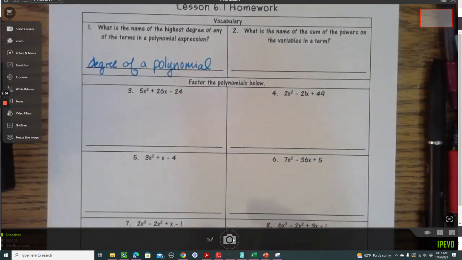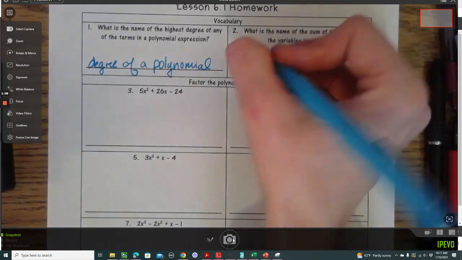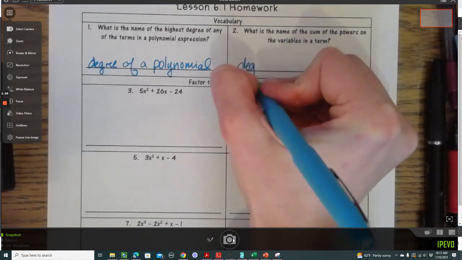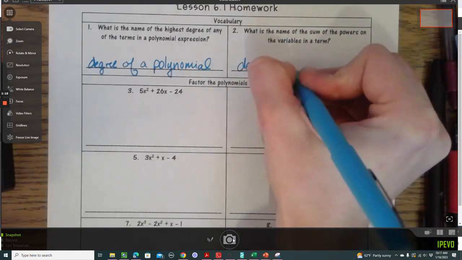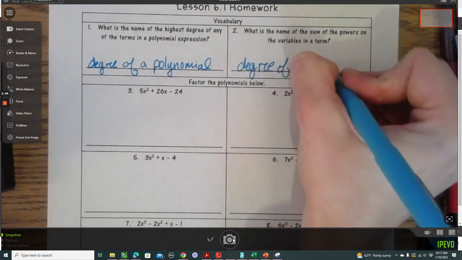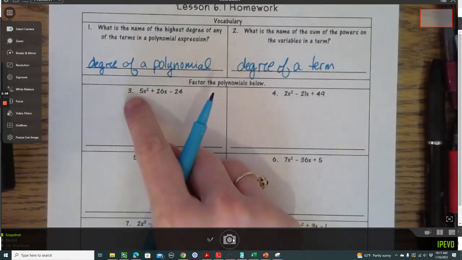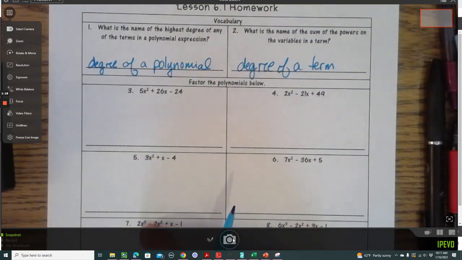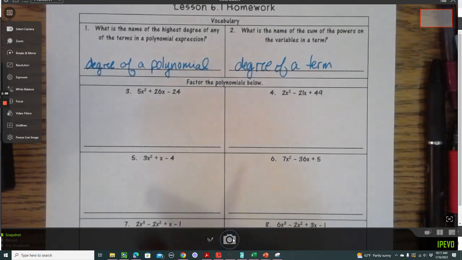All right, number 2, what is the name of the sum of the powers on the variables in a term? This is the degree of a term. So same thing, this is a second degree term. This one down here is a third degree term.